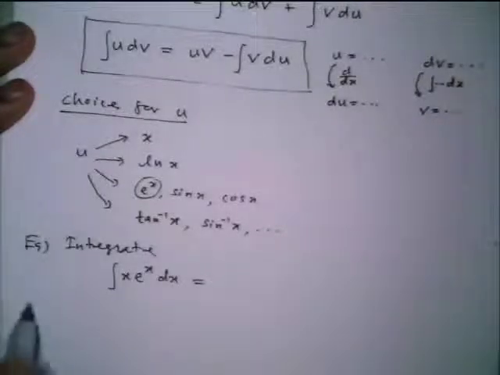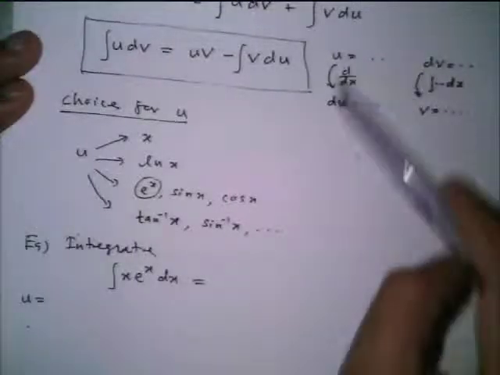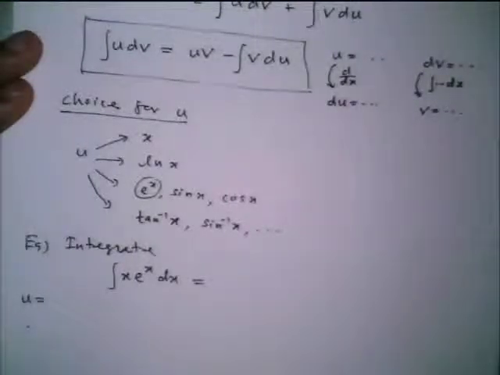So what are our choices? What are you going to pick as u? How we pick u is, once you pick u, you know that in the formula you can take the derivative. So you pick u so that once you take the derivative, it is simpler than the original one. That's the trick we use. So which one is simpler than the original one? Which one do you have to pick as u? x. You have to pick x as u, because once you take the derivative, it is simpler than the original one.